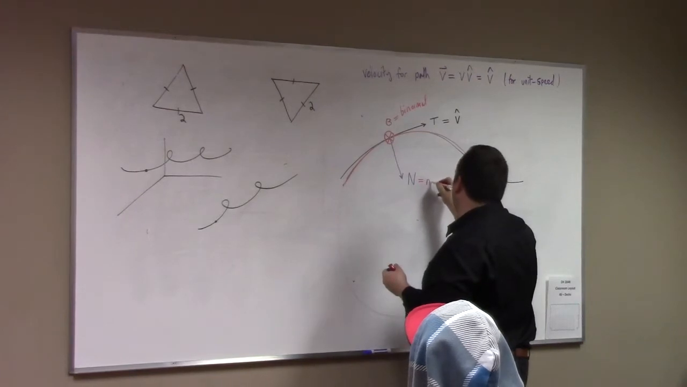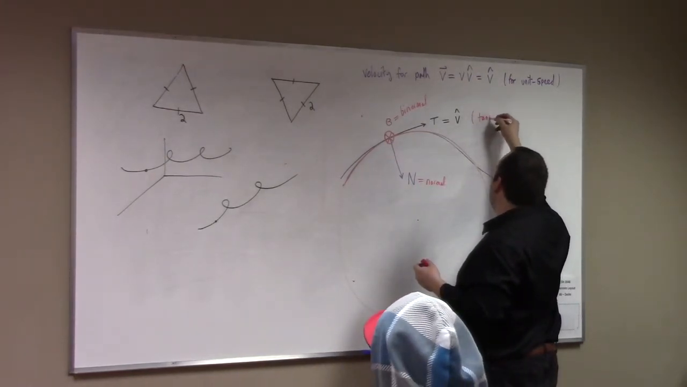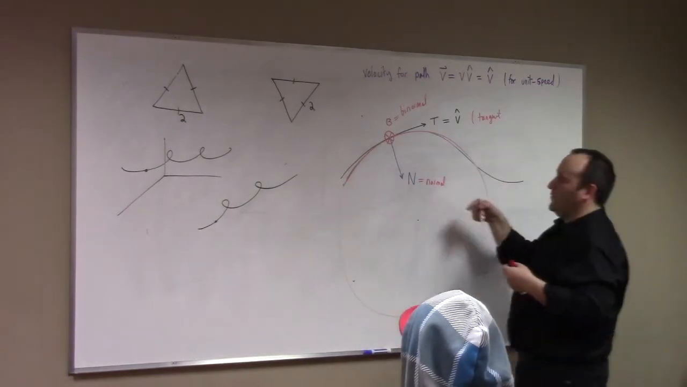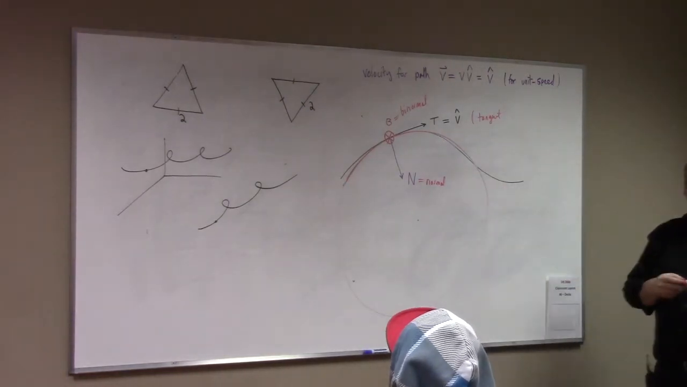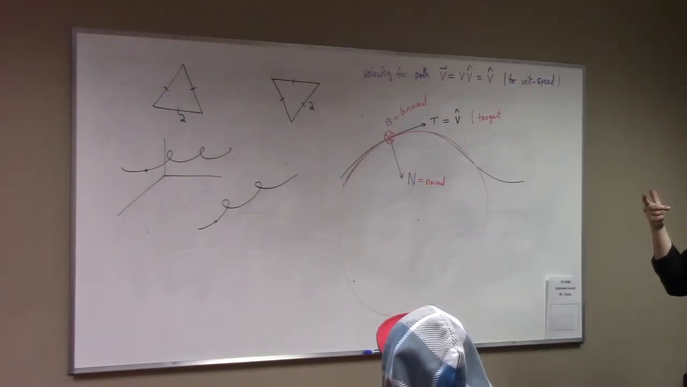N is normal. T is the tangent. So you have the tangent, the normal, and the binormal. All three of these together form what's called the Frenet frame.